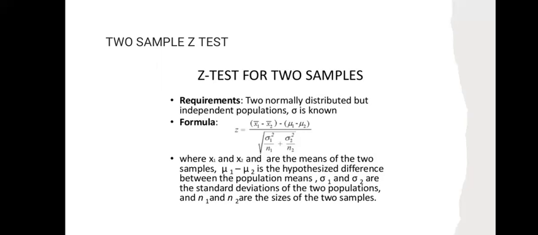Mu1 minus mu2 is the hypothesized difference between the population means. Sigma1, sigma2 are the standard deviations for the two populations, and n1 and n2 are the sizes of the two samples.